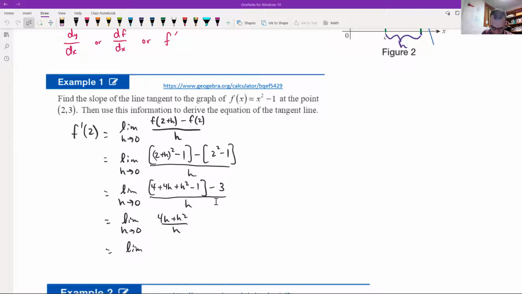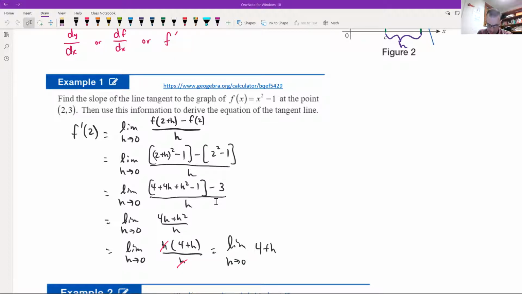I know that it gets redundant to keep writing the limit as h approaches 0, but we do technically need to keep that coming along for the ride as long as we haven't evaluated the limit yet. So now we're able to cancel out a common factor of h on top and bottom. That gives us the limit as h goes to 0 of just what's left, 4 plus h.